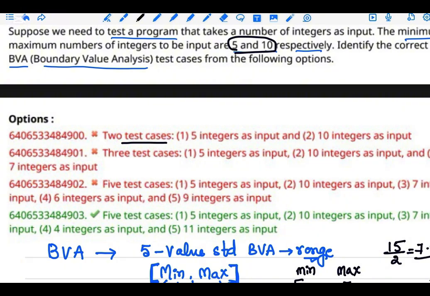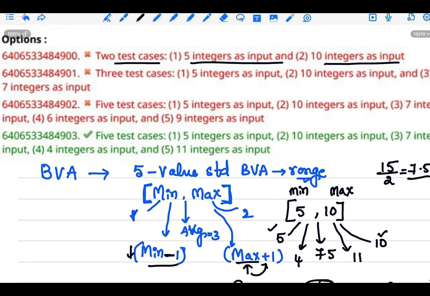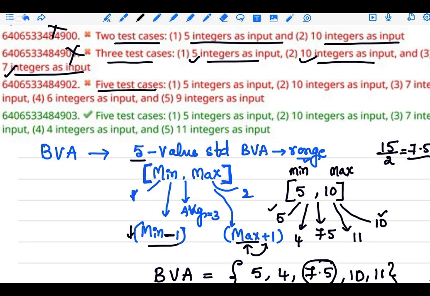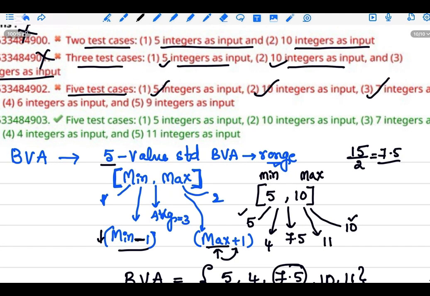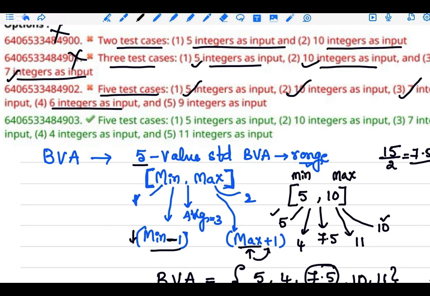Option 2 has test cases with 5 integers as input and 10 integers as input, not only 5 and 10, right? So this option is incorrect. Option 3 has 3 test cases: 5 as input, 10 as input and 7 integers as input. That is 5 including the minimum value, the maximum value, and one between the range. But not only this one, because BVA includes 5 values. The test cases here are correct: 5 is correct, 10 integers as input is correct, 7 is also correct, and 6 integers as input is wrong.